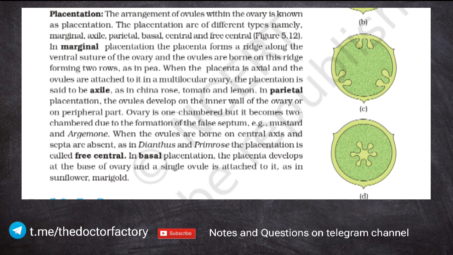In parietal placentation, the ovules develop on the inner wall of the ovary or on the peripheral part. Ovary is one-chambered, but it becomes two-chambered due to the formation of the false septum, as in mustard and argemone. When the ovules are borne on a central axis and septa are absent, as in dianthus and primrose, the placentation is called free central. In basal placentation, the placenta develops at the base of the ovary and a single ovule is attached to it, as in sunflower and marigold.